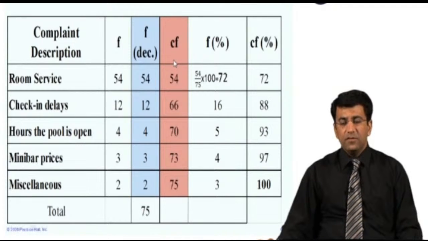Then the next step is we will compute the cumulative frequency. The first frequency will remain the same, that is 54. We will add 54 to 12, 66, 66 plus 4, 70, 70 plus 3, 73, 73 plus 2, 75. So we will arrange that cumulative frequency. Then, not always necessary, but if we are interested, we can find the percentage frequency, that is 54 divided by the total complaints, in this particular case 75, multiplied by 100. In this way we can get the percentage of a particular complaint. It means 72% of complaints are related to room service.